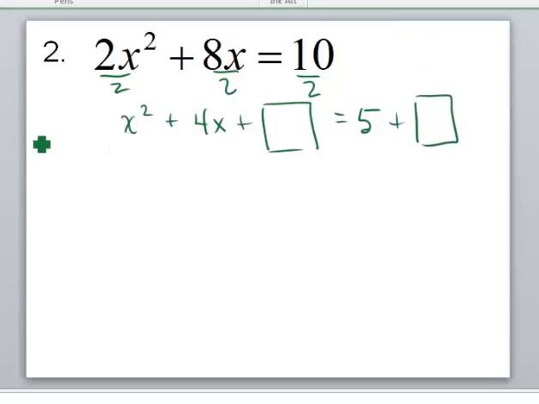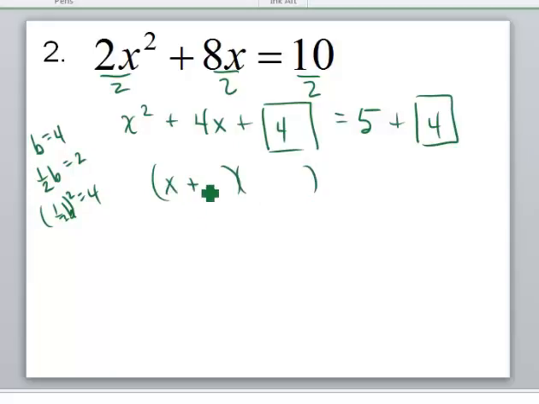What we're going to look at is our b term. Our b term is 4. Half of b is 2, and then we square that, which gives us 4 again. So I'll put 4 in the box. This does factor. It gives me x plus 2 and x plus 2. 5 plus 4 is 9. You can write this as a single quantity squared.